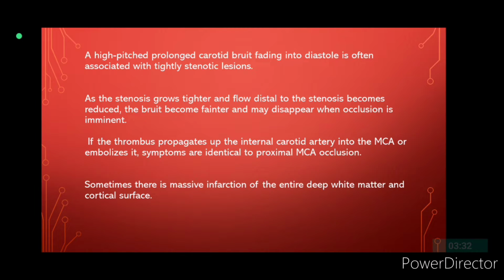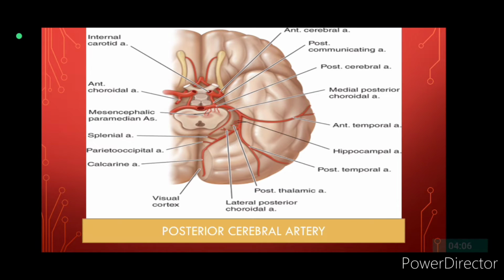If the thrombus propagates up the ICA, internal carotid artery, into the MCA, middle cerebral artery, or embolizes it, symptoms are identical to proximal middle cerebral artery occlusion. Sometimes there is massive infarction of the entire deep white matter and cortical surface. PCA, posterior cerebral artery.